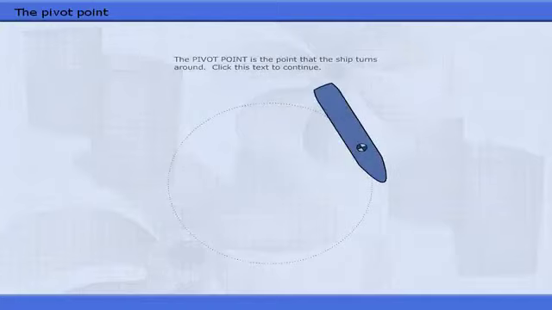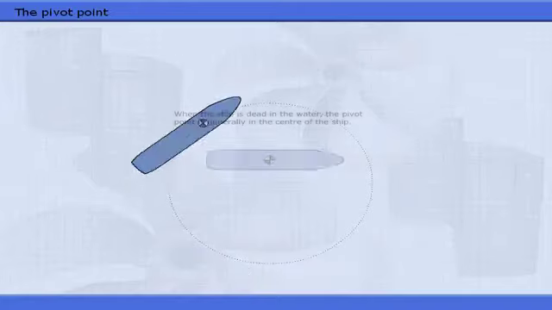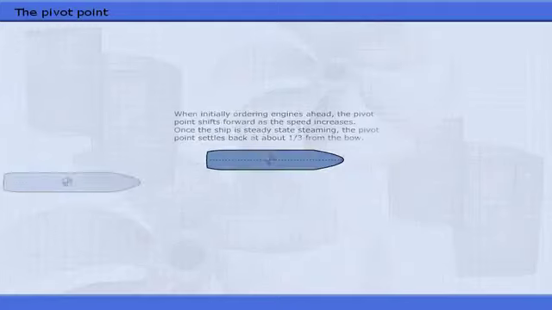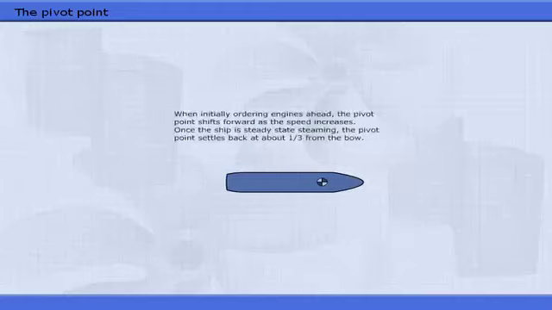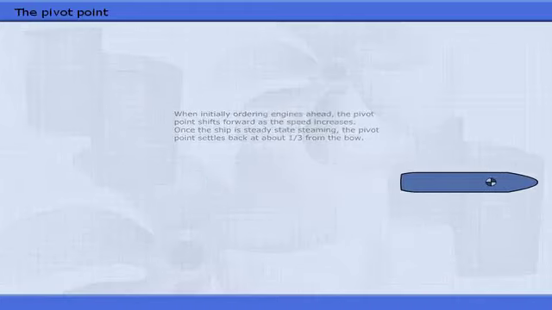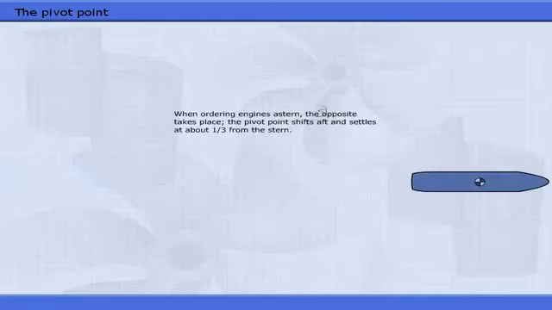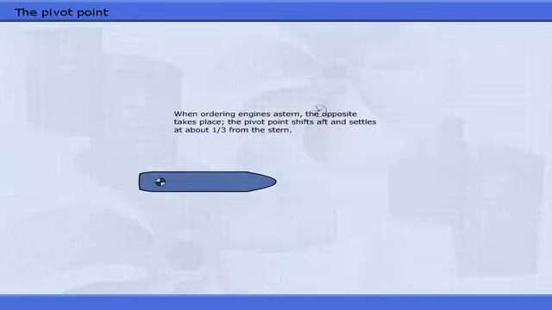The pivot point is the point that the ship turns around. Click this text to continue. When the ship is dead in the water, the pivot point is generally in the center of the ship. When initially ordering engines ahead, the pivot point shifts forward as the speed increases. Once the ship is steady state steaming, the pivot point settles back at about one-third from the bow. When ordering engines astern, the opposite takes place. The pivot point shifts aft and settles at about one-third from the stern.